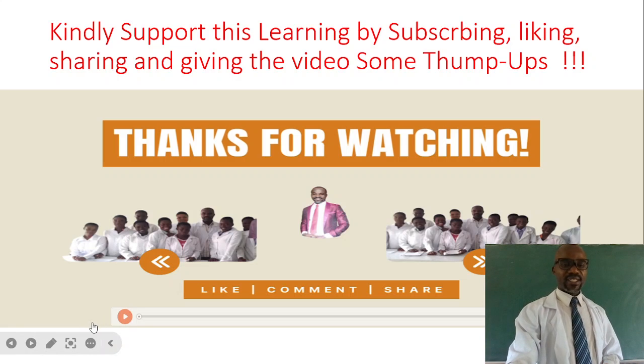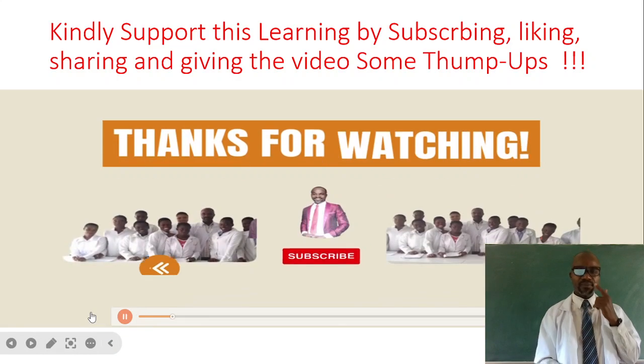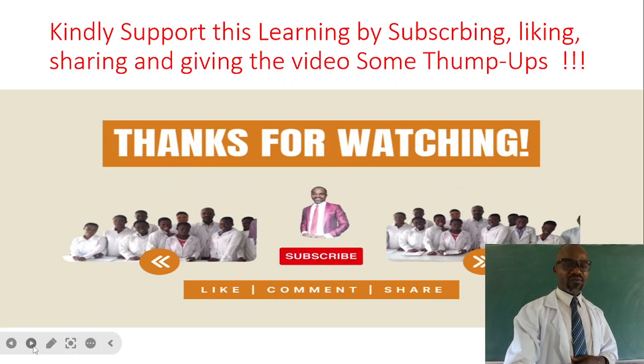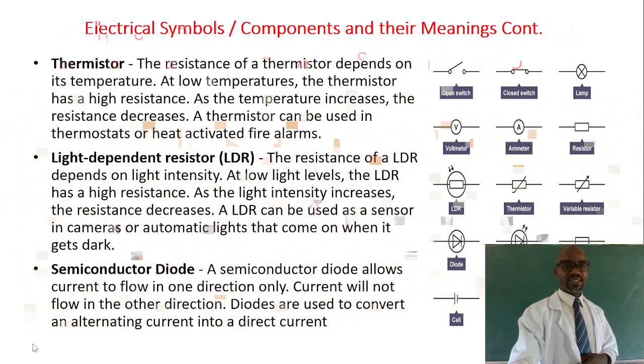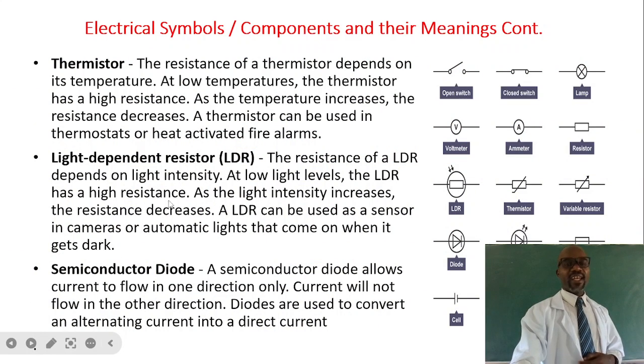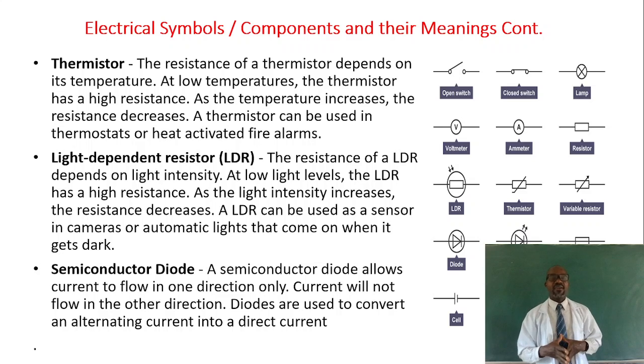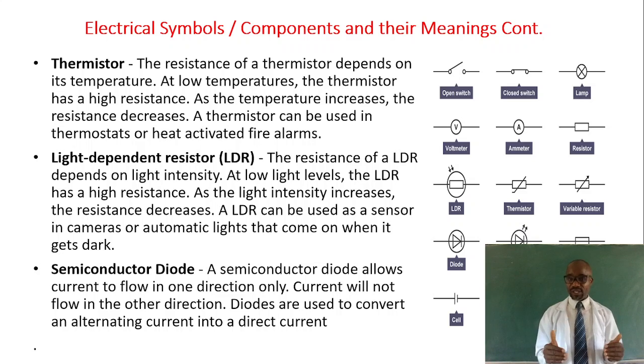The next is our conclusion. We are going to look at what we have next, which is the continuation of electrical symbols or components and their various meanings. The next component we are going to consider here is what we call the thermistor.